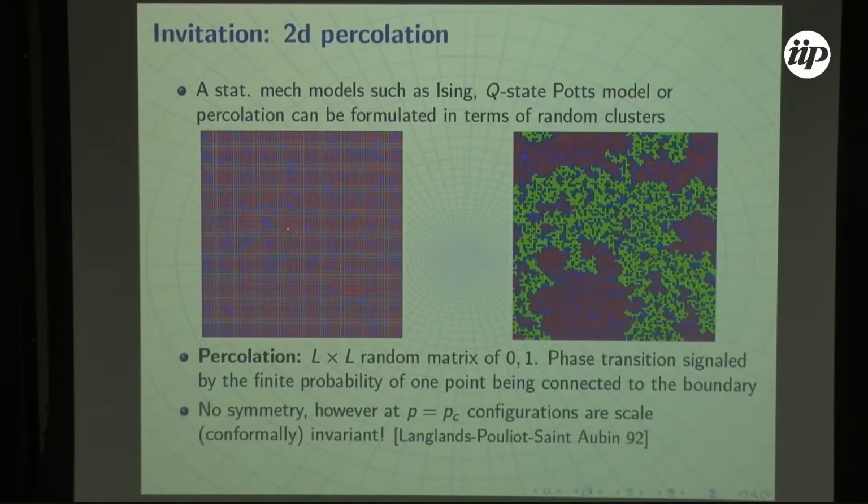By connected, I mean that there are nearest neighboring sites which have the same color, and then I can define a connected component or cluster. So there is a finite probability, for P larger than PC, for a point to be connected to the boundary, which means that there is a giant component. Here I drew in green what the computer found as this giant component, and you will see that it's present for P larger than PC.